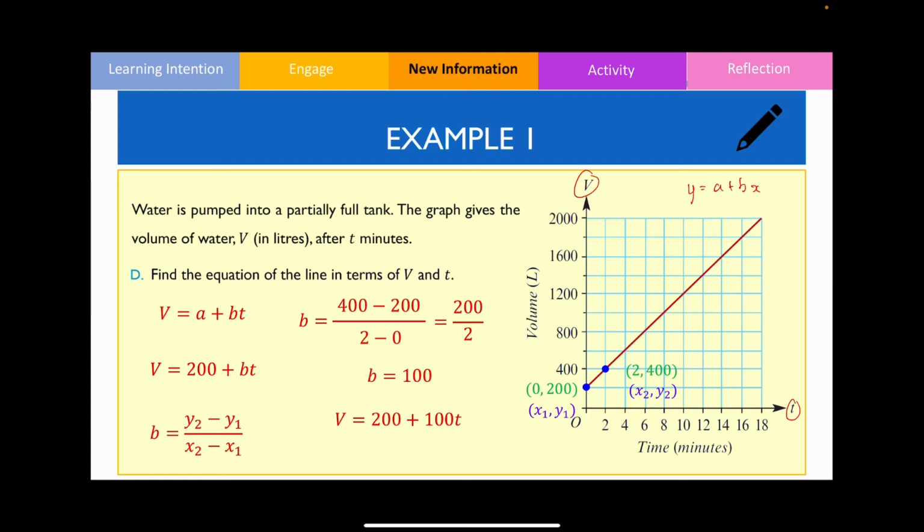But please remember, because we're dealing with linear modeling, we should always specify what our domain is. So in this case, our domain is going to be from 0 to 18 minutes. So I'm going to write it like this.